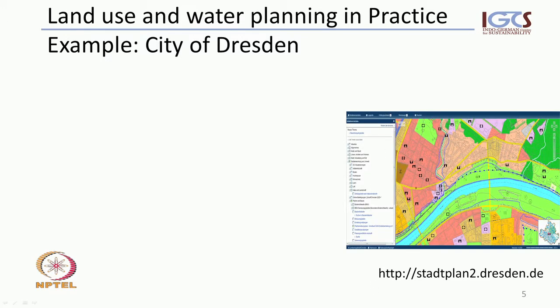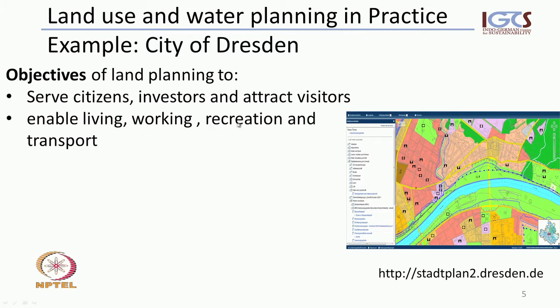So they have an information system that was built around the land use and water planning in this case. And they also departed from defining the objectives of the land planning. This is quite comprehensive and could be a good example for other areas as well. So the objectives are to serve citizens, investors, and attract visitors. This is applicable to many other cities as well. They have to serve their own people, residents. They also want to have investors, and they want tourists or visitors to come.